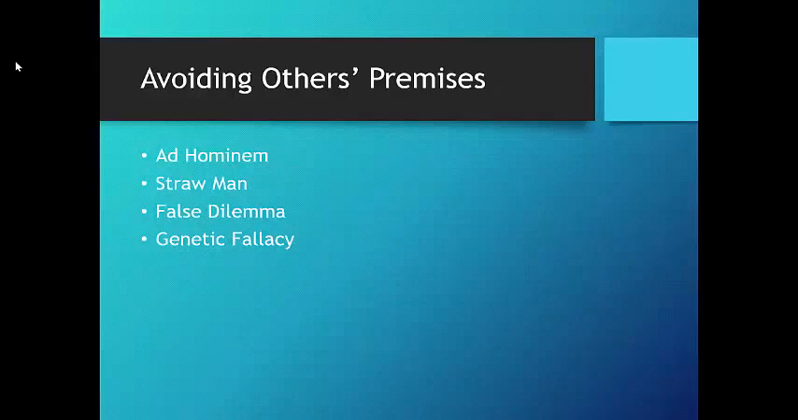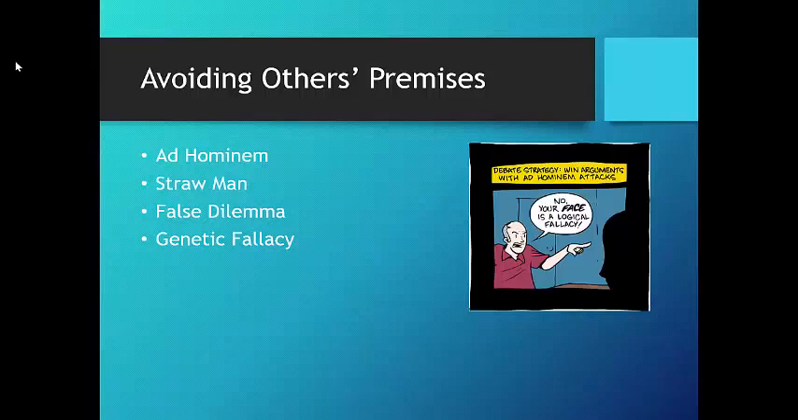You can also avoid dealing with other people's premises in the following ways. An ad hominem attack is an attack on the individual instead of on what they're actually saying. So this is something that, again, we see a lot in political debates. Oftentimes, politicians will attack one another on a personal level instead of dealing with that person's policies or programs or proposals. The straw man fallacy is another thing that we often see in political debate, where another person's position is misrepresented to be much more simplistic than it actually is, and that makes it much easier to argue against and shoot down.